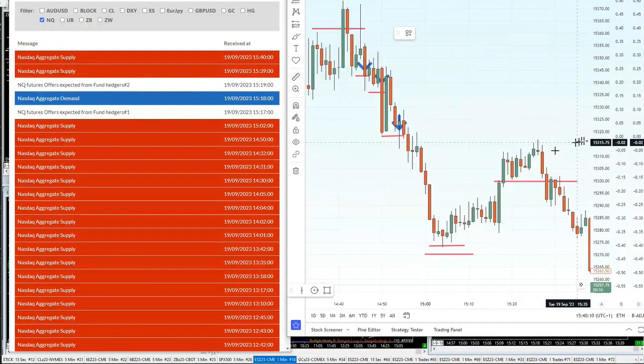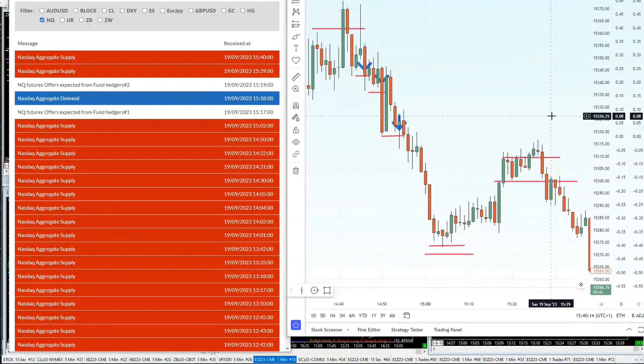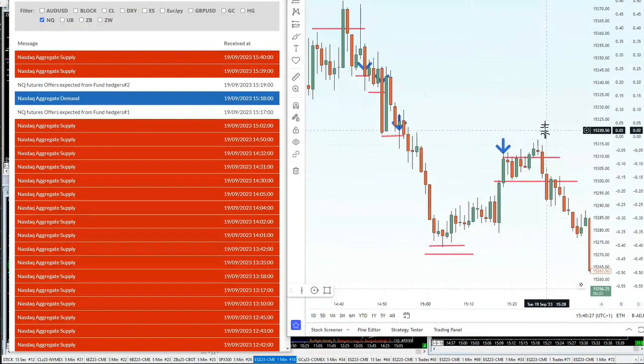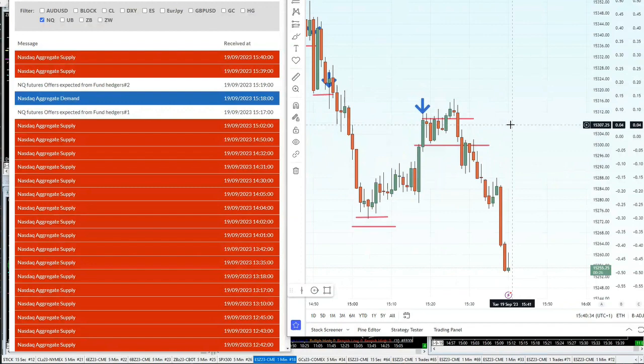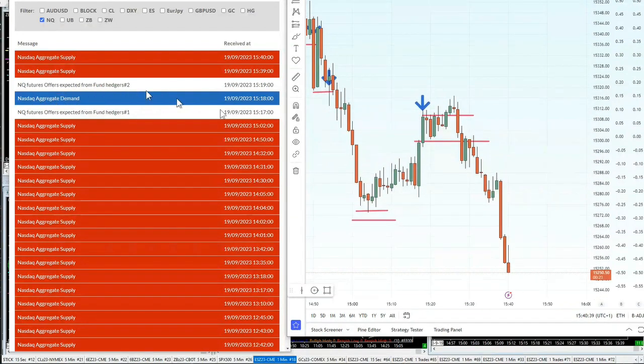So obviously we're now looking at 1519 and we're starting to say to ourselves, okay, it's a sell trade, right? Would you agree with us? Would you agree that that's what the phone call is telling you to do, is start working into that as a process? Yeah? So how did that sell come out? Futures offers expected from fund hedgers. How did that futures offer from fund hedgers play out?